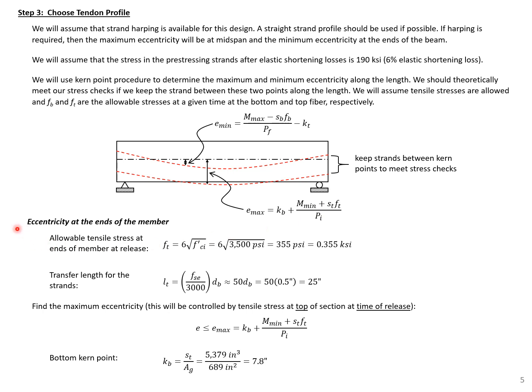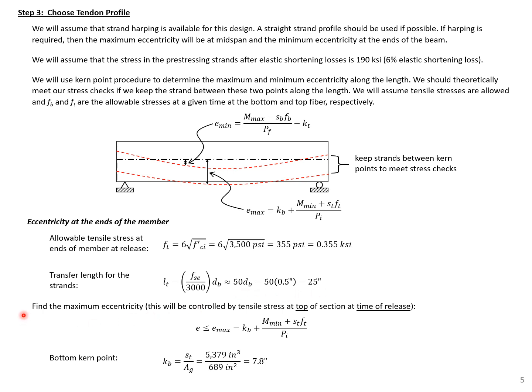The first part is finding our minimum and maximum eccentricity at the ends of the member. And to do this, we need to figure out our allowable tension stress at the ends of the member at release, which is 6 times the square root of f'ci, so our release strength of the concrete, for ACI. And we need our transfer length for the strand. So we're going to assume initially, since we don't know our f'ci, that our transfer length is about equal to 50 times the diameter of the strand, or 25 inches.